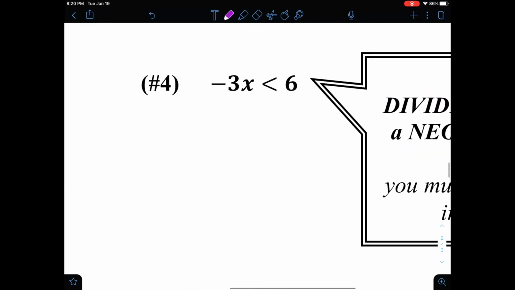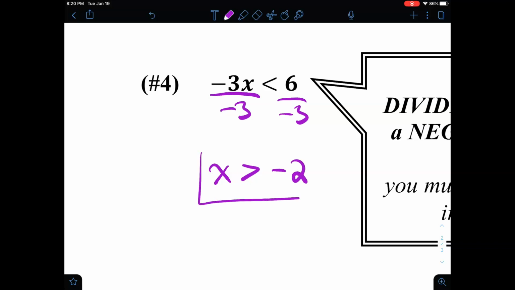So, we have negative 3x is less than 6. If we had negative 3x is equal to 6, what will we do first? We're going to divide by negative 3. But we got to be careful. When we divide by negative 3, we got to flip the less than becomes greater than, and we have 6 divided by negative 3 is going to be negative 2.